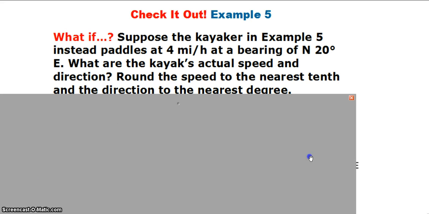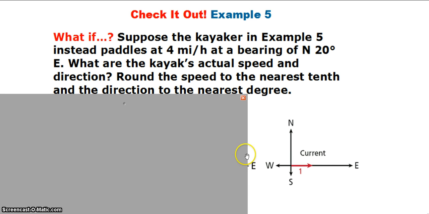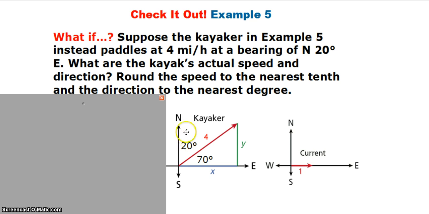Okay, so hopefully you've drawn it, and we have the current, and we have the kayaker. So the 20 degrees east of north gives us a 70 degree angle for our triangle, right? And we know this 4 mile an hour for the kayaker. Then we have this 1 mile an hour current going due east. Again, we're looking for the actual speed, so we're looking for the resultant vector, aren't we? So we can identify the components of this vector.